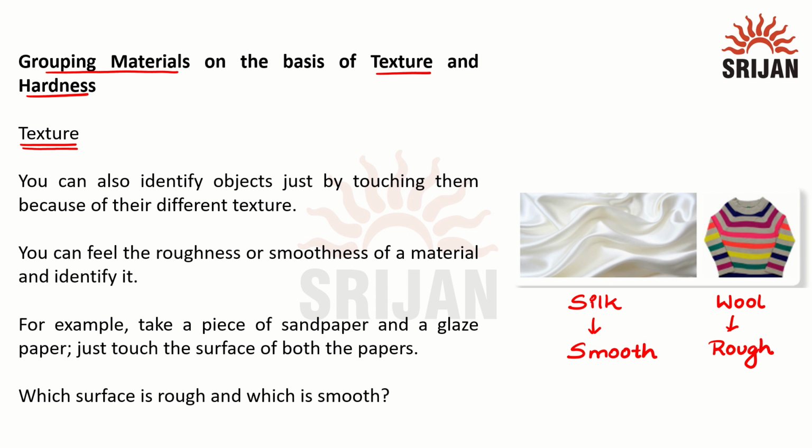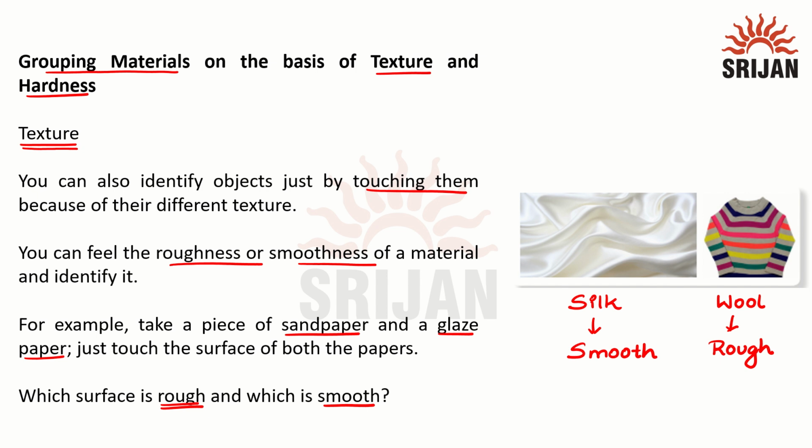Yes. So, now we can also identify different objects based on the level of texture or level of smoothness when we touch them. You can feel the roughness or smoothness of a material and identify it. Another example will be a piece of sandpaper and a glaze paper. When we touch the surface of both papers, the sandpaper will be rough, whereas glaze paper will be smoother.